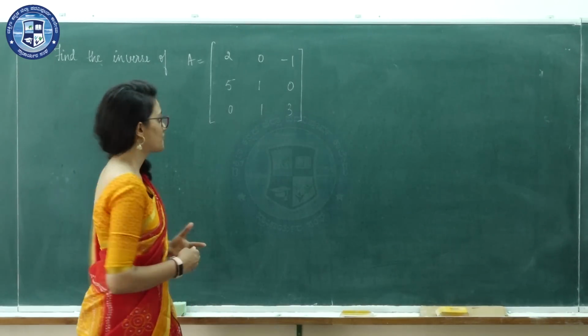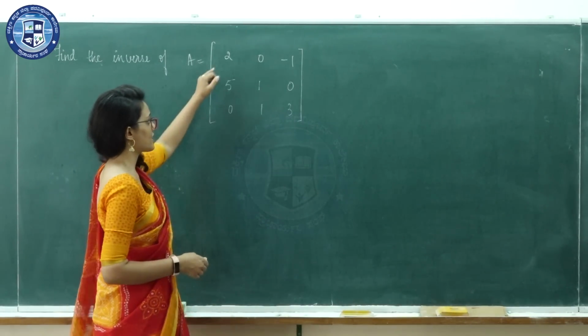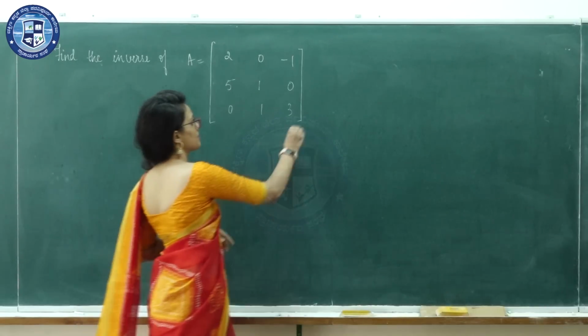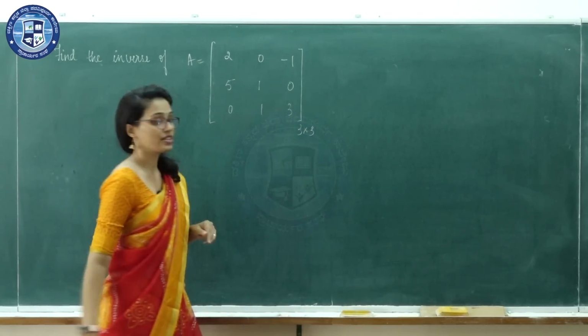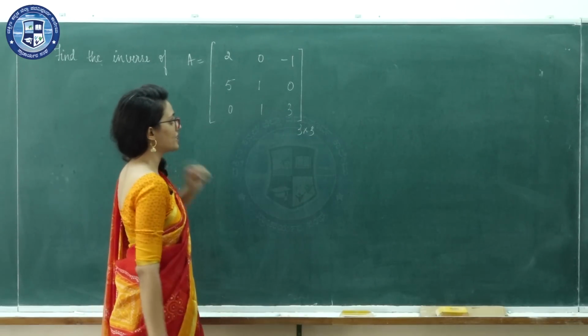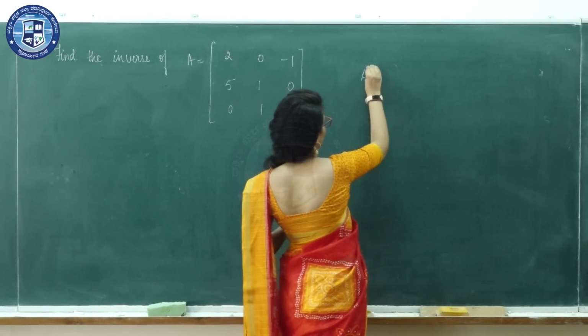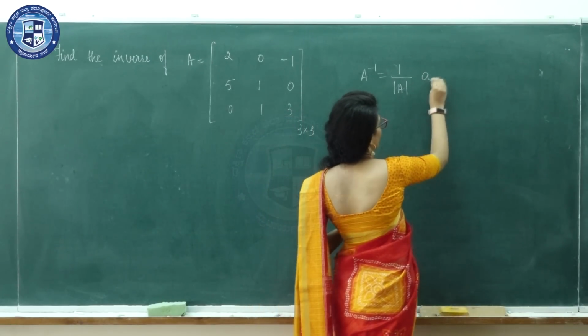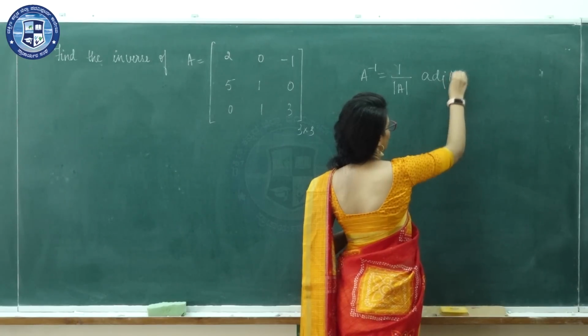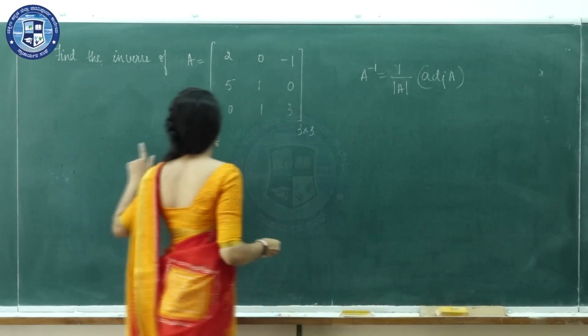Next question, let us find the inverse of a matrix A, which is a 3 cross 3 matrix: 2, 0, minus 1, 5, 1, 0 and 0, 1, 3. So, we have the formula A inverse is equal to 1 by determinant of A into adjoint of A. So, let us find the determinant first.